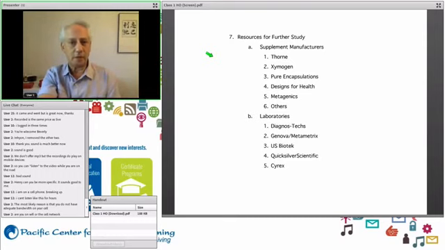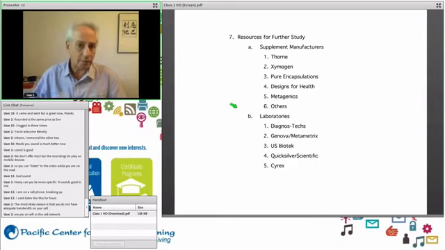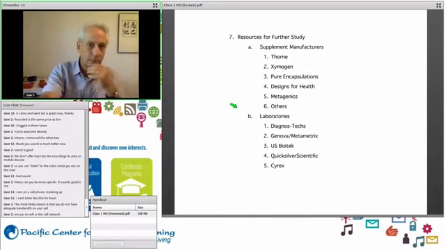The big manufacturers would be Thorne, Xymogen, Pure Encapsulations, Designs for Health, Metagenics, and of course there's many others. There's many other companies, all of whom have educational literature. They'll have very high standards of manufacturing, by the way. And the good ones are expensive. This is the problem. They want to give out 5, 6, 7 products, and these products are $20 to $40 or more for one product. So, you know, we got to talk about that.